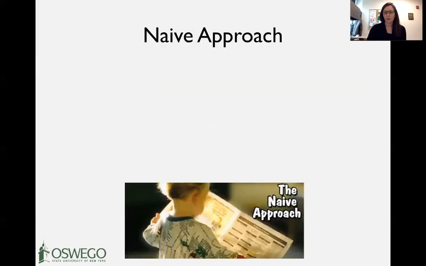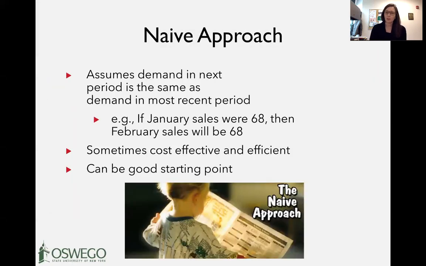So first and foremost, the naive approach is called the naive approach because it's pretty basic. All we do is we take the actual demand from the previous period and assume that that's going to be our forecast for the next period. This is great, again, if you're just starting off and you're not really sure where to start with your forecast. But of course, it's not going to be something effective that you can use in the long term unless your demand is extremely stable. If you've got extremely stable demand, then forecasting is not going to be as important, and you can probably use something as simple as the naive approach.